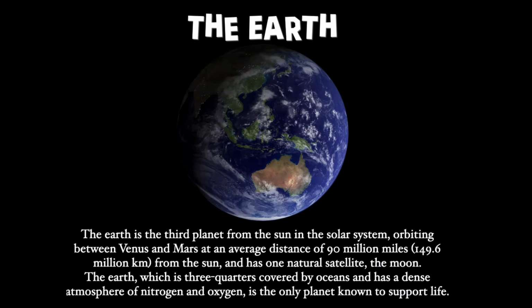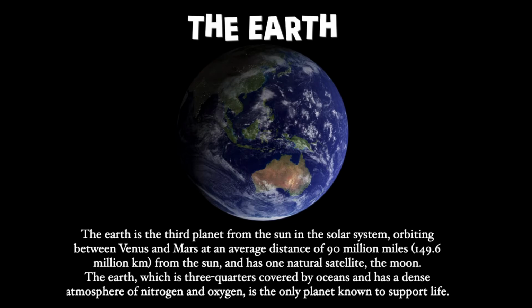Now we're going to focus on the third terrestrial planet from the Sun, and that is our Earth. You should know that Venus and Mars are on either side of Earth. Venus is considered the sister of Earth, while Mars is considered the little brother.